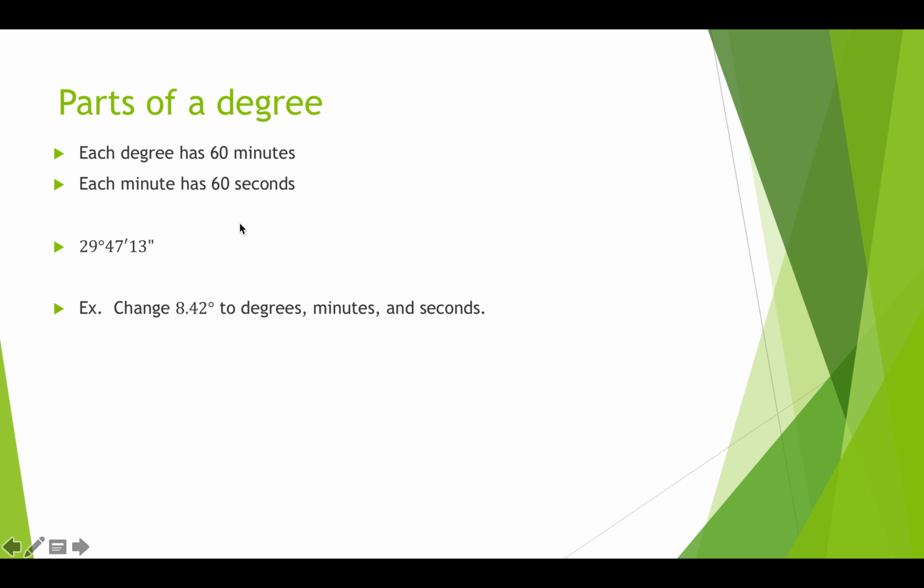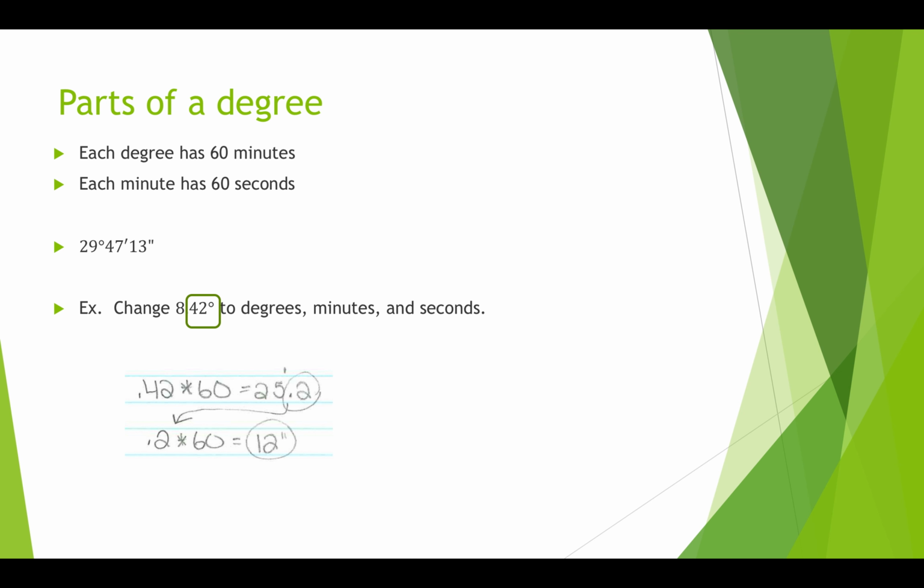We need to be able to go back and forth. So say I had 8.42 degrees, but I wanted to write it in minutes and seconds. I only care about the decimal place. The 8 is still going to stay 8 degrees. So I'm going to take this 0.42 and I'll multiply it by 60 because there are 60 minutes in a degree. That gives me 25.2. Again, the 25 I don't care about. I only care about the decimal.